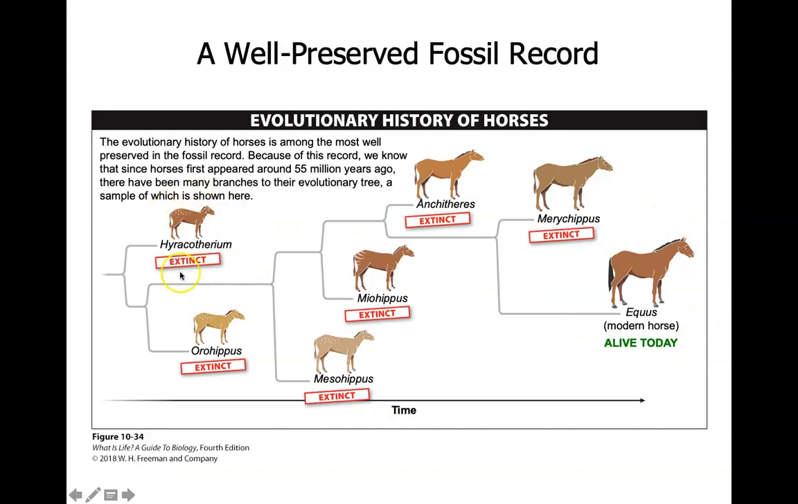So these are all individuals in the horse family tree that have left fossil evidence, and based on their structures you can reconstruct this hypothesis of how these are all related and how we get from this ancestral form back here all the way to our modern horse today.